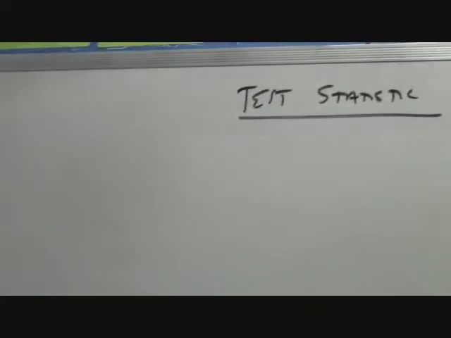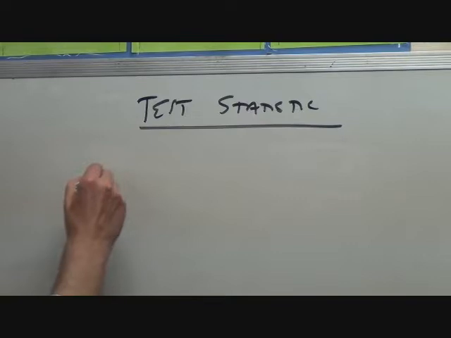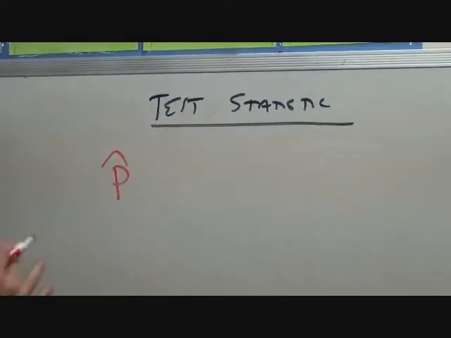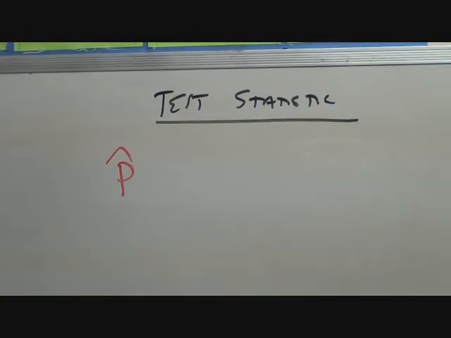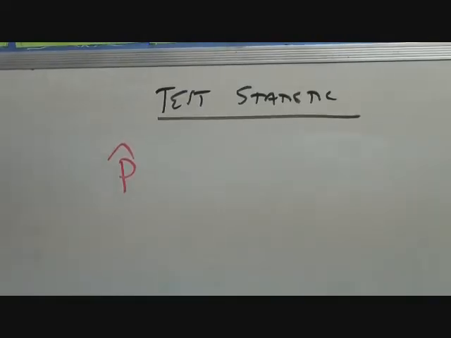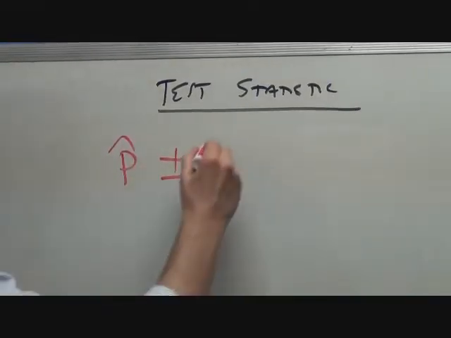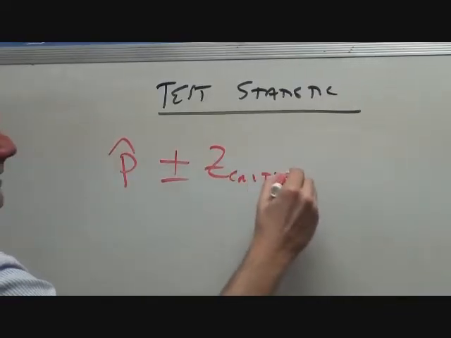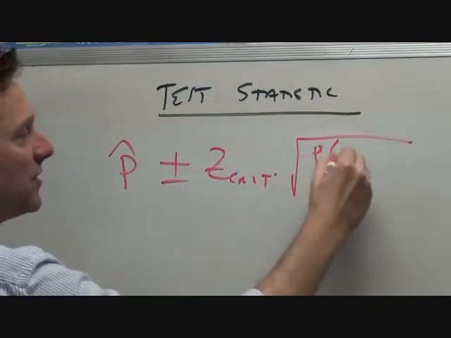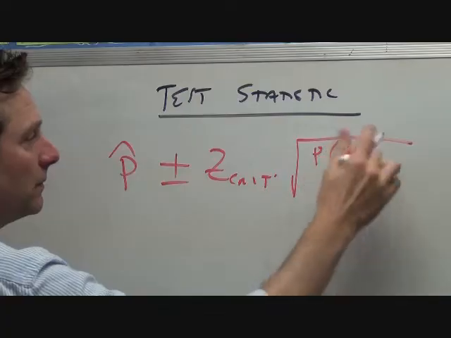Okay, what's our test statistic? We're going to start with our point estimate. That's going to be the 51%. That's what's going on the television, right? We predict Obama's going to get 51%, plus or minus, and this is our margin of error. It's going to be z-crit times the standard deviation of the sampling distribution.